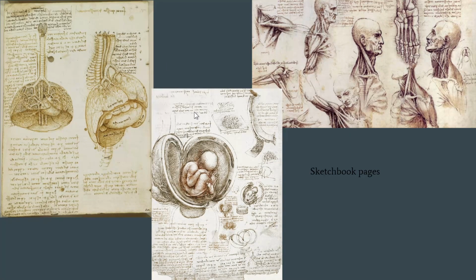So here's a baby inside a womb. This is a lungs and diaphragm and the stomach. This is, I think it's the trachea, right? Trachea, esophagus, and the spinal cord right here, or I mean the vertebrae. And you see the musculature of people. He studied people intensely.